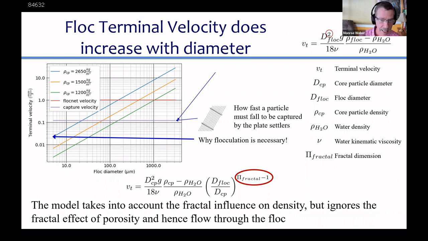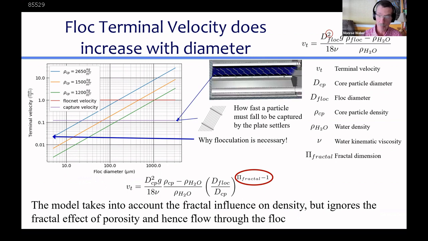The purple line is how fast a particle has to be dropping in order to be captured by the plate settlers in the sedimentation tank. And we'll get to talk about them eventually. So that's a little bit more than 0.1 millimeters per second, which means that it looks like we could capture a flock that is bigger than maybe 20 or 30 micrometers in diameter in the sedimentation tank. So that's at the top of the sedimentation tank.